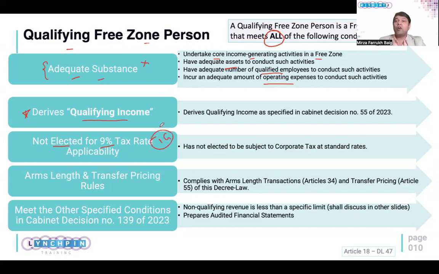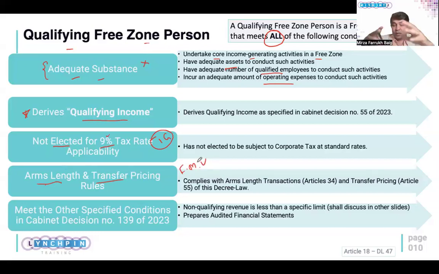The tax group cannot be formed with a qualifying free zone entity. So if you wish to be a part of a tax group, then you would be opting for tax at the standard rate itself. Next condition is that I should be following the transfer pricing as well as arm's length rules. In simple form, all my transactions with my sister companies, be it the head office or the subsidiary, should be at fair market value.